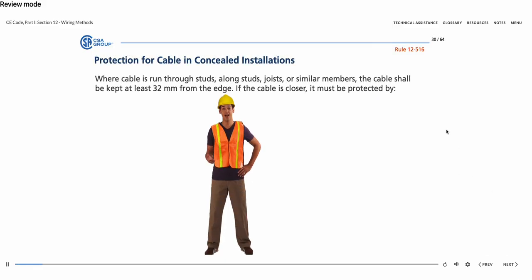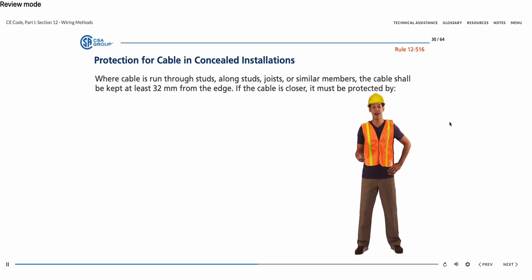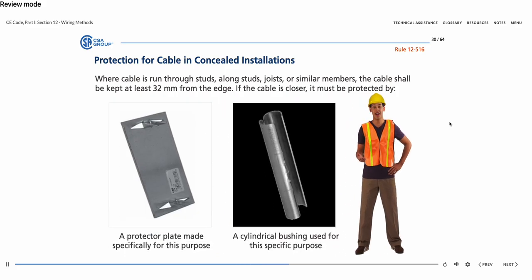When non-metallic sheath or armored cable is run through or along studs, joists, or similar members, it must be protected from damage from the location or other mechanical means. This is done by keeping the outer surfaces of the cable at least 32 millimeters from the edges. If the cable is closer, it must be protected by a protector plate or inside of a cylinder bushing designed for that purpose. The cylinder must extend at least 13 millimeters beyond the edge of the stud on both sides.